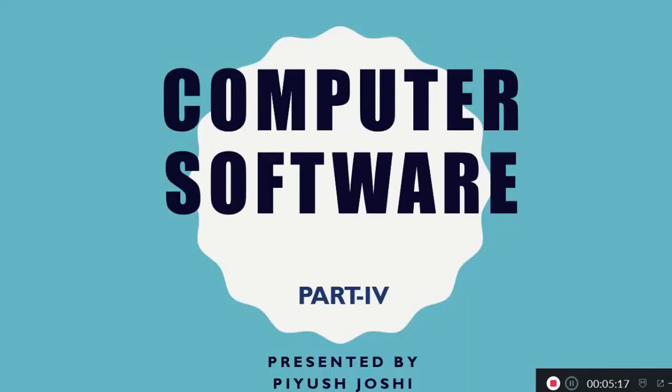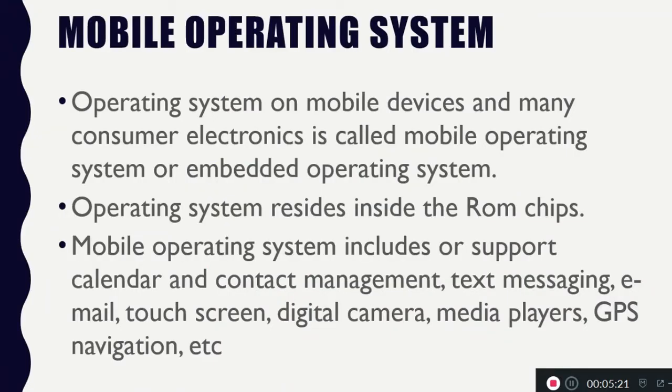Now, let us continue again with part 4 of this particular chapter. Here we are going to cover mobile operating systems. What are mobile operating systems? We have learned about server operating systems. We have learned about standalone operating systems. Now we are going to learn about mobile operating systems.